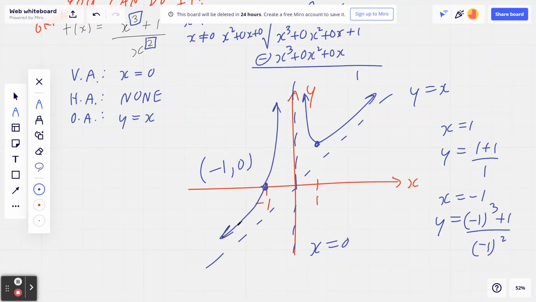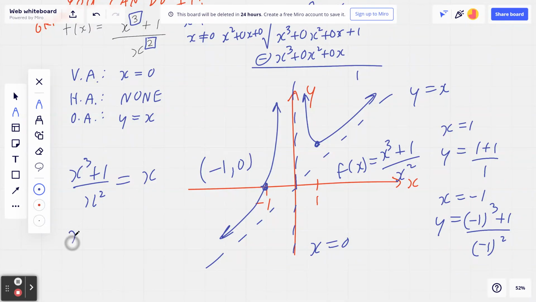Now, here comes the most important step. You always want to verify if the graph will cross the horizontal or sometimes the oblique asymptote. And to verify that, you can say, well, if they do cross, that means the function x cubed plus 1 divided by x squared must equal the oblique asymptote.